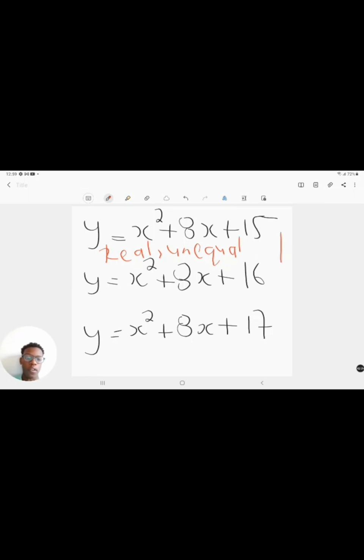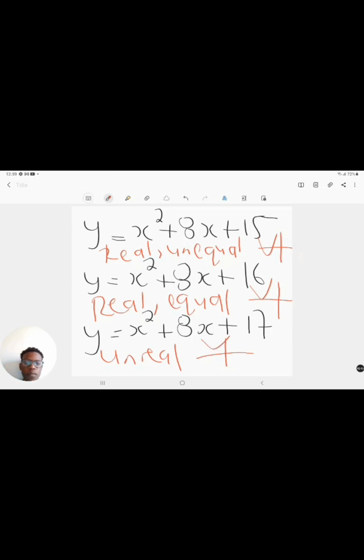That's where our graph looked like that. For the second one, we had real and equal roots. That's where our graph looked like that, where it just touched the x-axis at one point. And for the third one, we had unreal or non-real roots. This is where your graph looked like that. Your graph basically did not touch your x-axis.